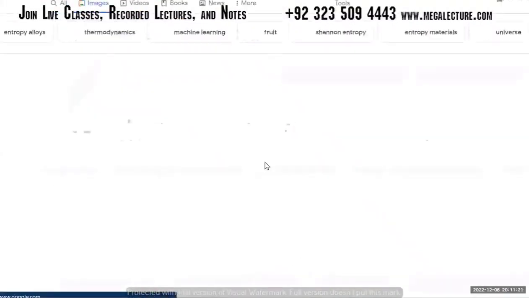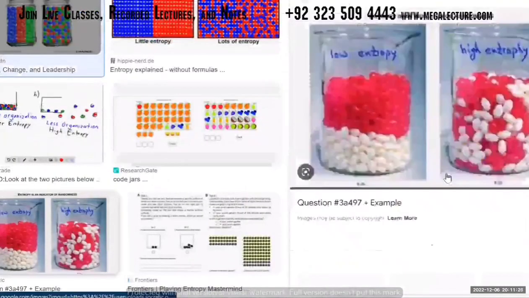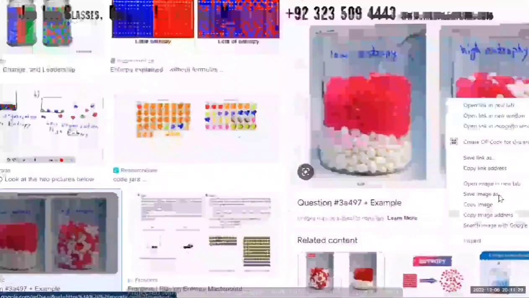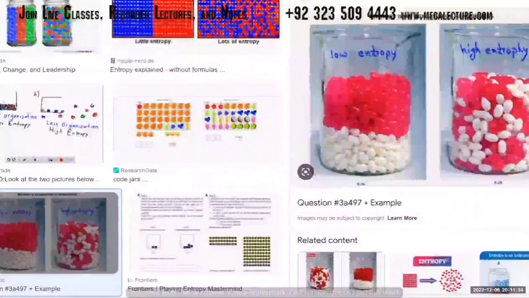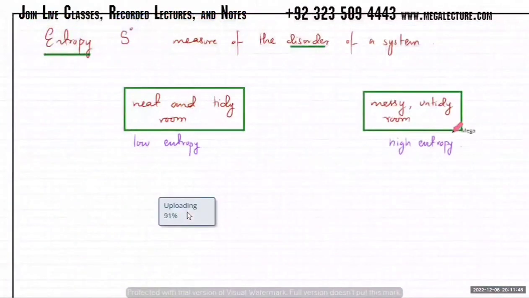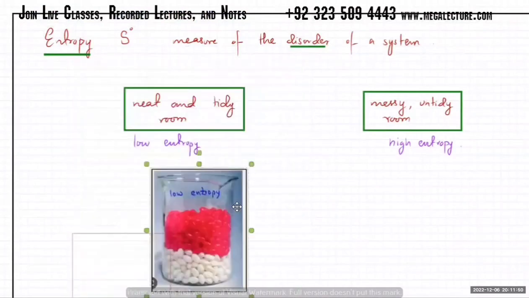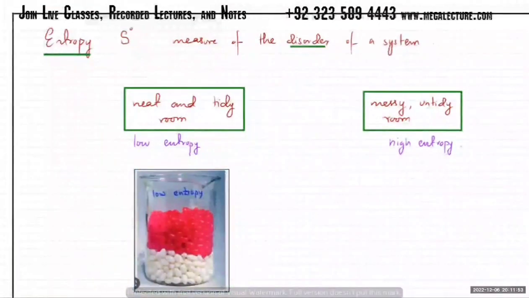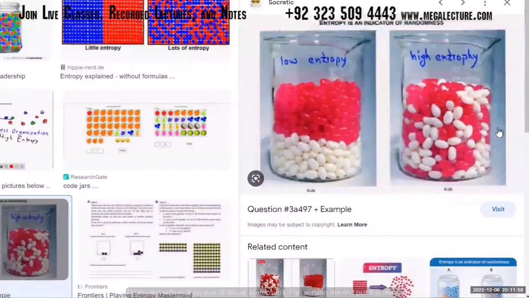Okay, what's a high entropy state? What's a low entropy state? तो ये actually बड़ा अच्छा example है. ठीक है, so if I just copy this image, बल्कि इस image में दोनों को अलग-अलग कर लेते हैं. ठीक है, so I've got a low entropy state, and on the other hand I've got a high entropy state as well.